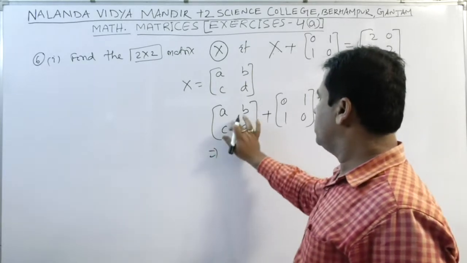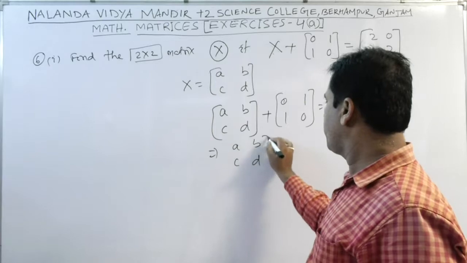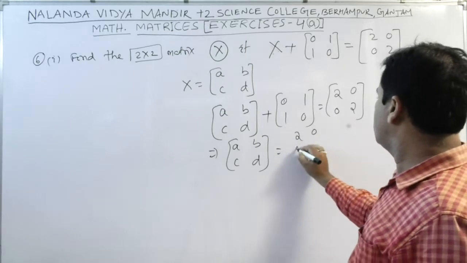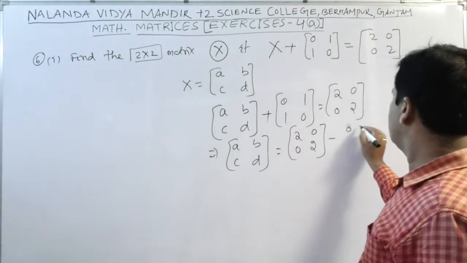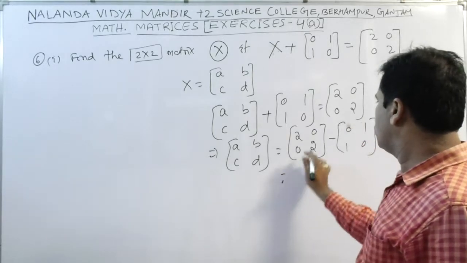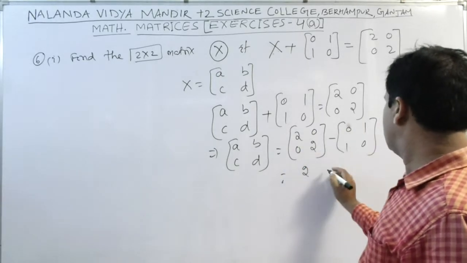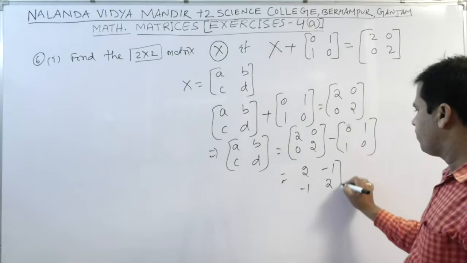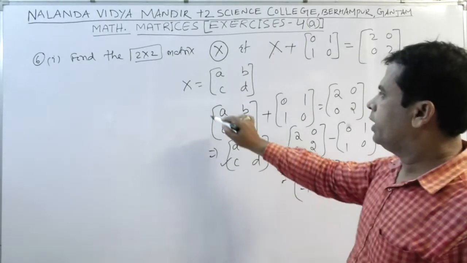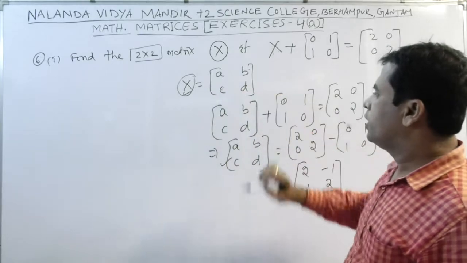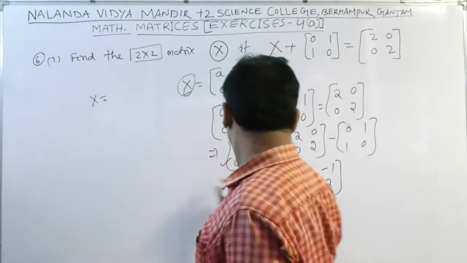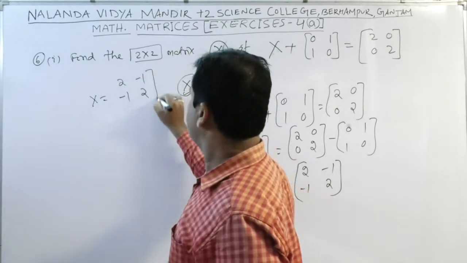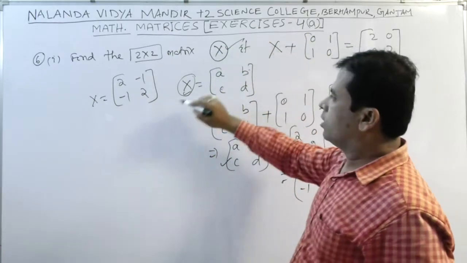Therefore, this implies the matrix [A, B; C, D] is equal to [2, 0; 0, 2] minus [0, 1; 1, 0]. That is equal to 2 minus 0, 2; 0 minus 1, minus 1; 0 minus 1, minus 1; and 2 minus 0, 2. This is our matrix X. We consider X is [A, B; C, D]. Therefore, X is the matrix [2, -1; -1, 2]. Therefore, X is our matrix.